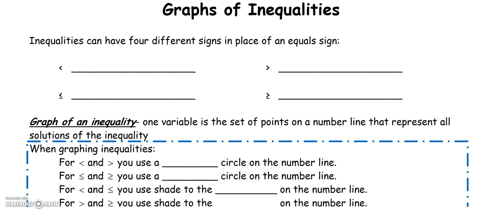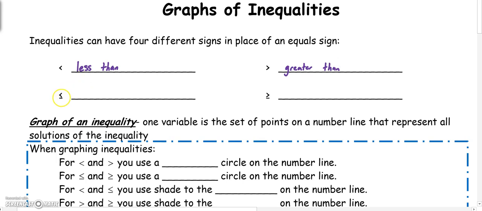This video is about graphing inequalities. So inequalities have 4 different signs in place of an equal sign. The first one is an arrow that points to the left. This is called our less than sign. The second is an arrow that points to the right. This is called a greater than sign.